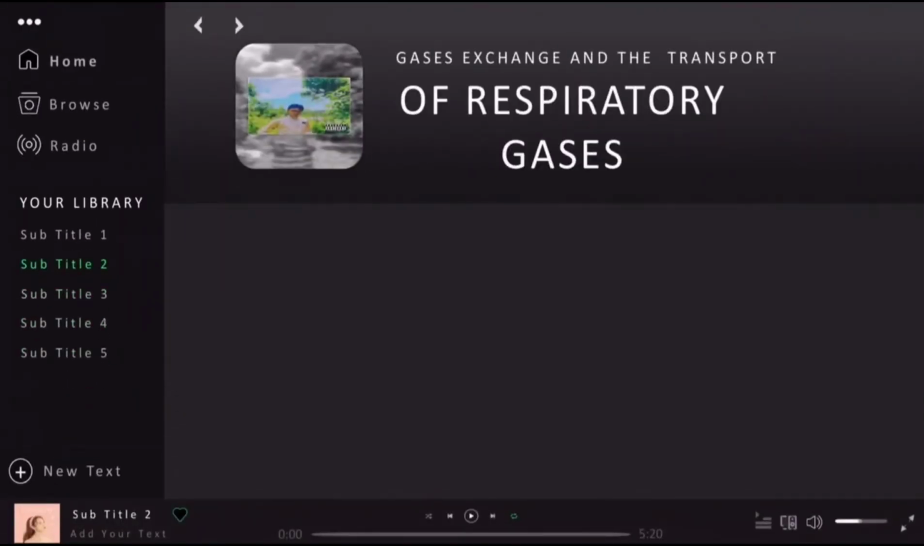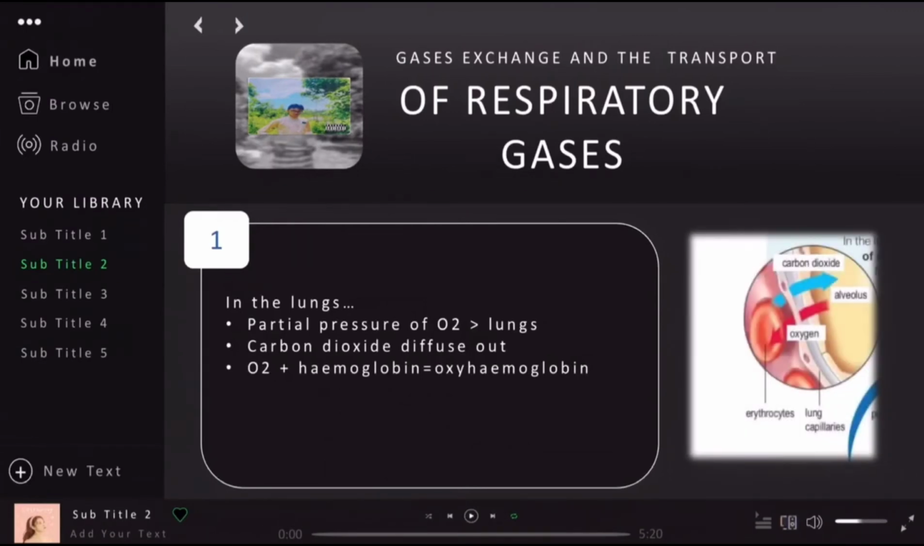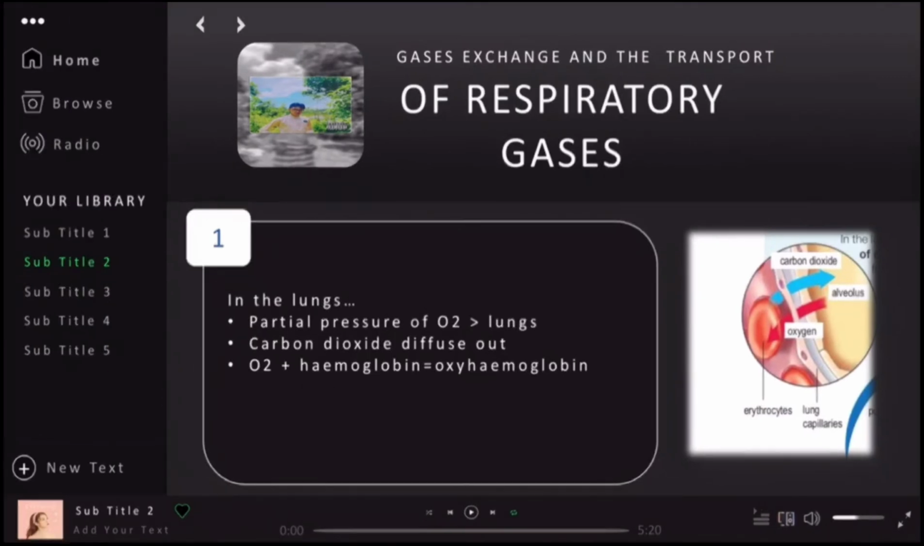In the lungs, blood that enters the lung capillaries contains a higher partial pressure of carbon dioxide compared to the alveolus. Carbon dioxide diffuses out from the lung capillaries and into the alveolus before it is expelled into the atmosphere through the nose and mouth. The partial pressure of oxygen in the alveolus is higher than in the lung capillaries. Oxygen diffuses into the lung capillaries. Oxygen combines with hemoglobin in the erythrocyte to form oxyhemoglobin.